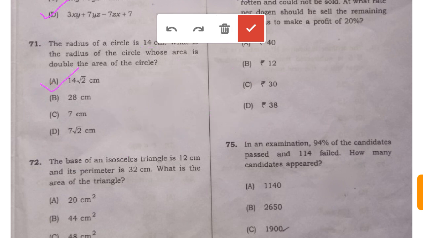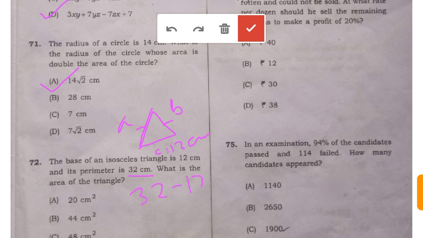The next one: the base of an isosceles triangle is 12 centimeter and the perimeter is 32 centimeter. What is the area of the triangle? We know that in an isosceles triangle, two sides are equal. Let the equal sides be A and B, and the base is given as 12 centimeters, and the perimeter is given as 32 centimeter. So we can find A and B by the equation.